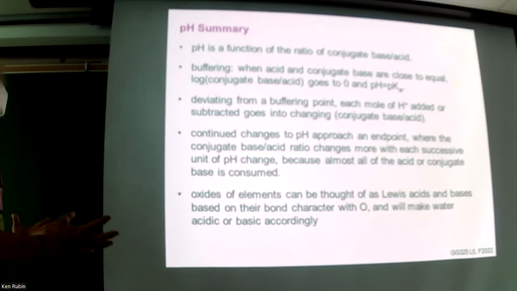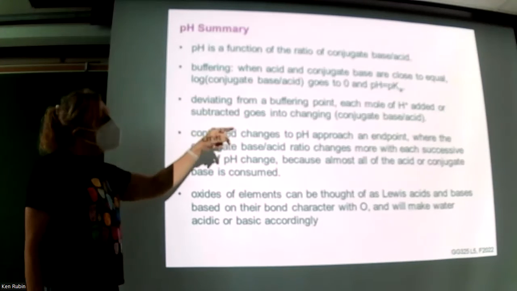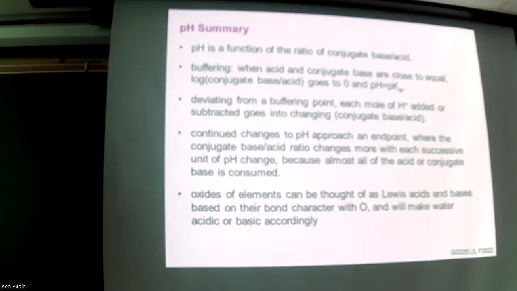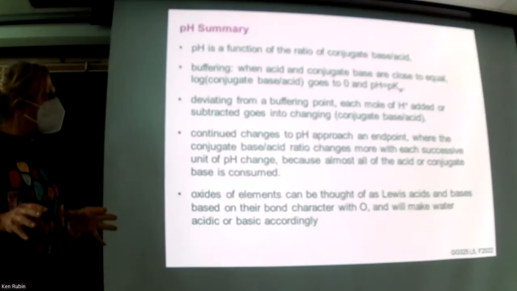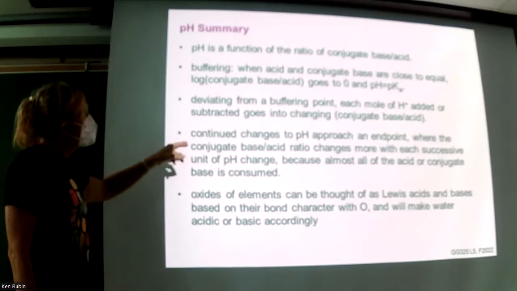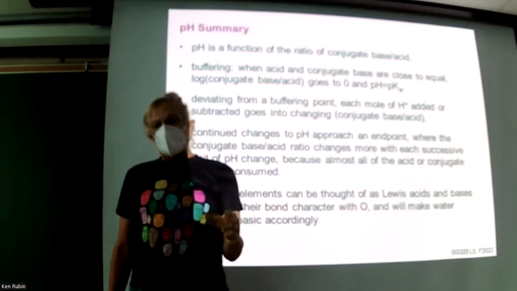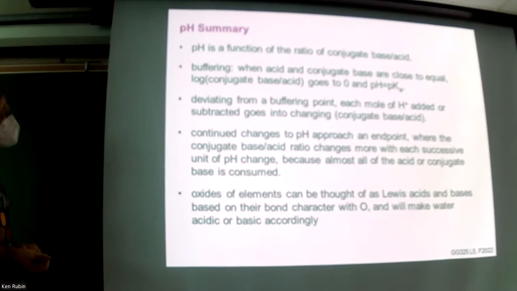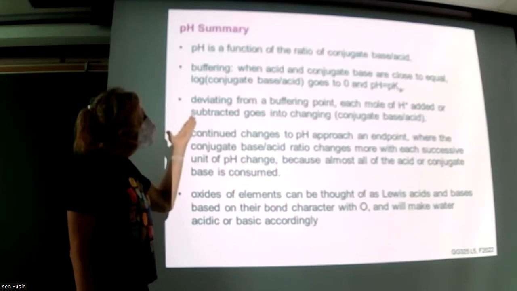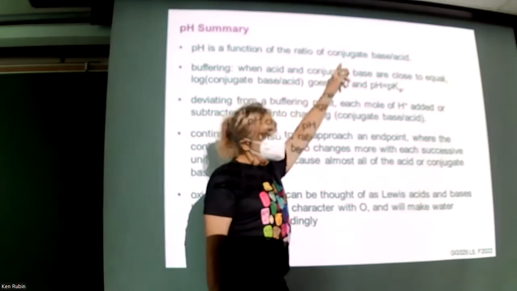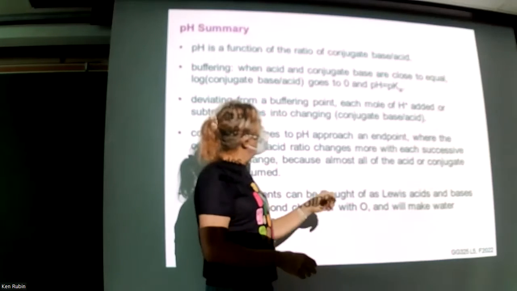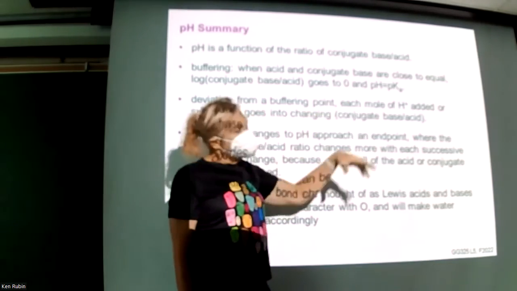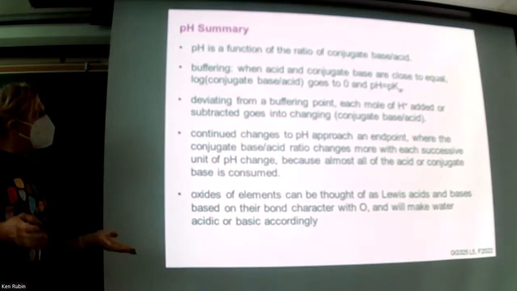Okay, so pH is a function of the ratio of the conjugate base to the acid. But I know we like to think about pH as actually being minus the log of the activity of the hydrogen ion concentration, and it is totally that. But it is as much that as it is this, right? That just comes out of the math of what the acid dissociation constant looks like. Buffering is a solution where that ratio goes to 1 or is close to 1, in which case the minus log of that goes to 0, in which case the pH equals the pKa.